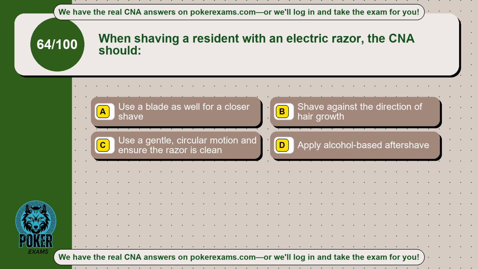Question 64. When shaving a resident with an electric razor, the CNA should: Option A. Use a blade as well for a closer shave. Option B. Shave against the direction of hair growth. Option C. Use a gentle, circular motion and ensure the razor is clean. Option D. Apply alcohol-based aftershave.